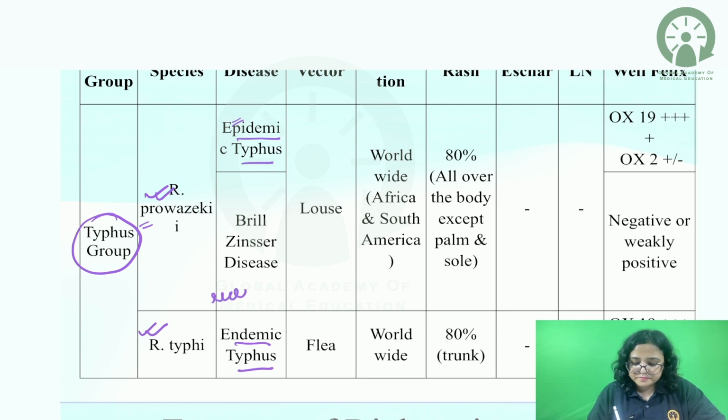and the chronic recrudescent form is known as Brill-Zinsser disease, which is seen after many years, and it is due to when the immunity wanes off, it is again recrudescence of the illness. Now the vector is louse. And it is seen worldwide. And what is the characteristic of the rash? The characteristic of the rash is it is all over the body except the palm and sole. So extremities are spared.